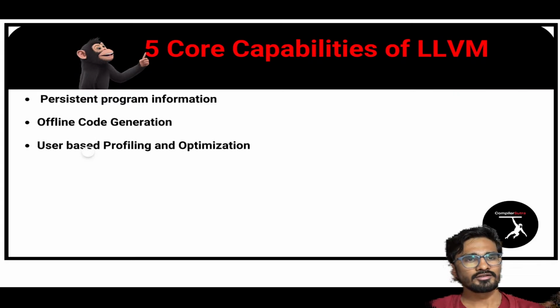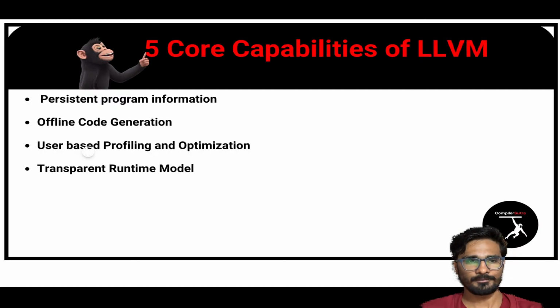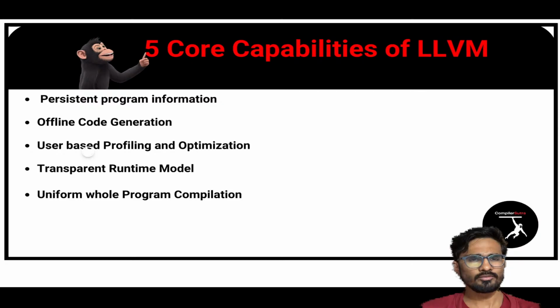And third, user based profile optimization. Depending upon what the user requirement is, we used to profile it and optimize it, which none of the other compilers were providing at that time. Then the transparent runtime model. Let us suppose we talk about JVM. What is JVM? Java Virtual Machine. It can't run C++ and other languages, so it doesn't have that much transparency. LLVM has removed that limitation and created a transparent virtual machine, and it also created a uniform whole program compilation.